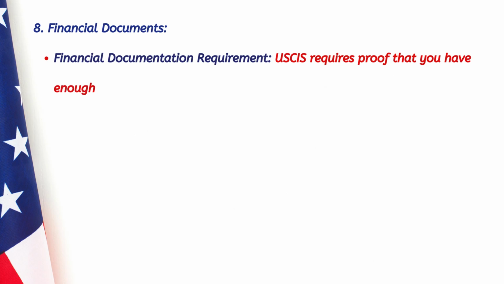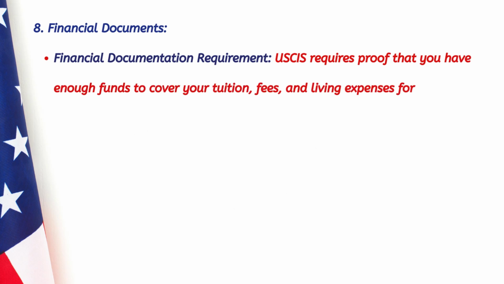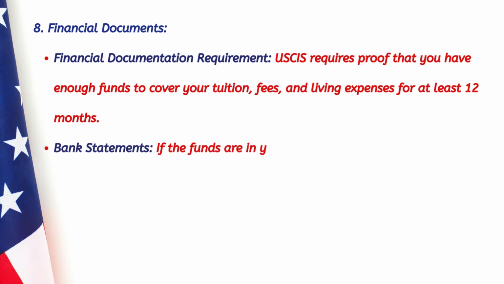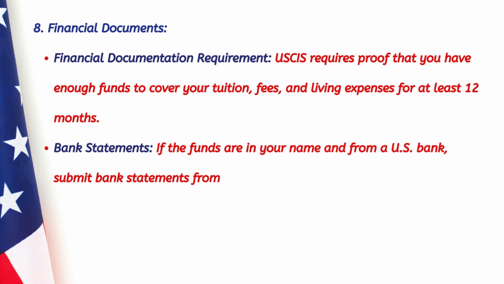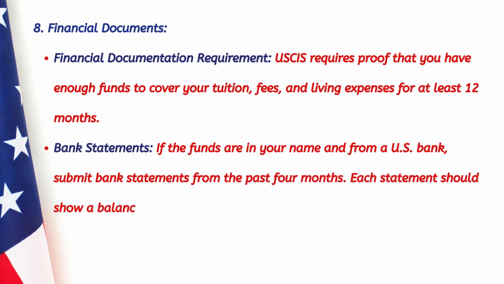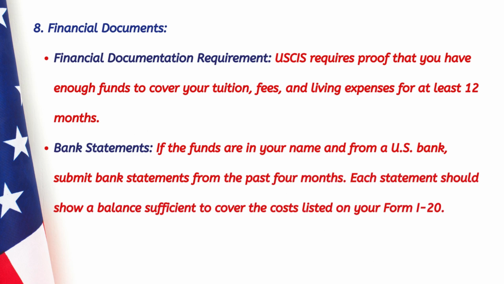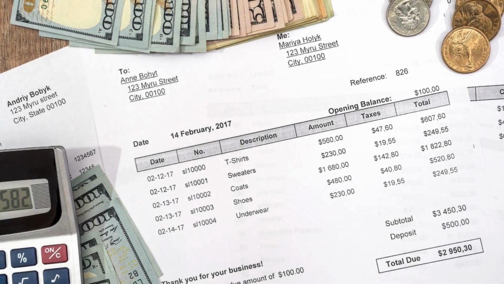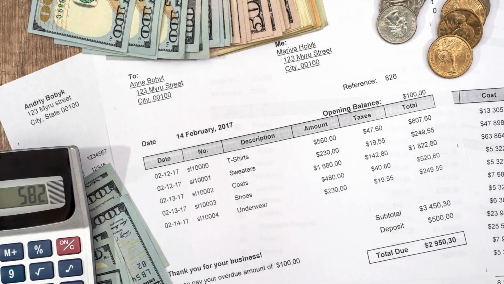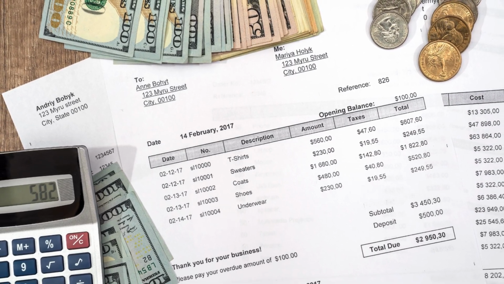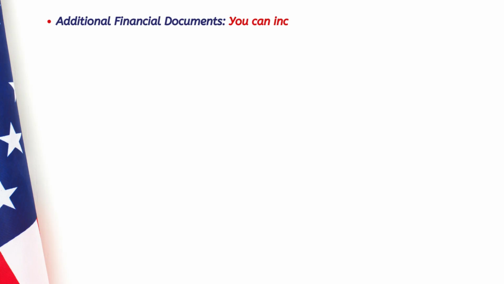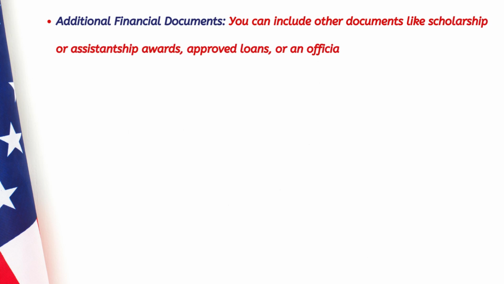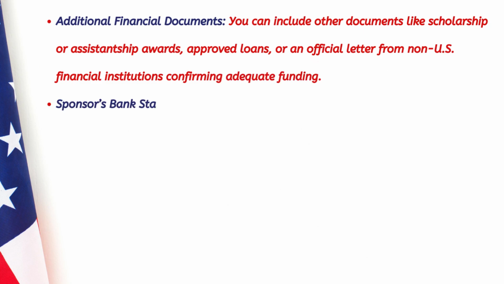USCIS requires you to provide financial documentation showing that you have enough funds to cover your tuition and living expenses for at least 12 months. If the funds are in your name and from a United States bank, submit bank statements for the past 4 months, each showing a balance sufficient to cover the costs listed on your Form I-20. You are free to include other financial documents such as scholarship or assistantship awards, approved loans, or an official letter from a financial institution outside of the United States that confirms adequate funding.